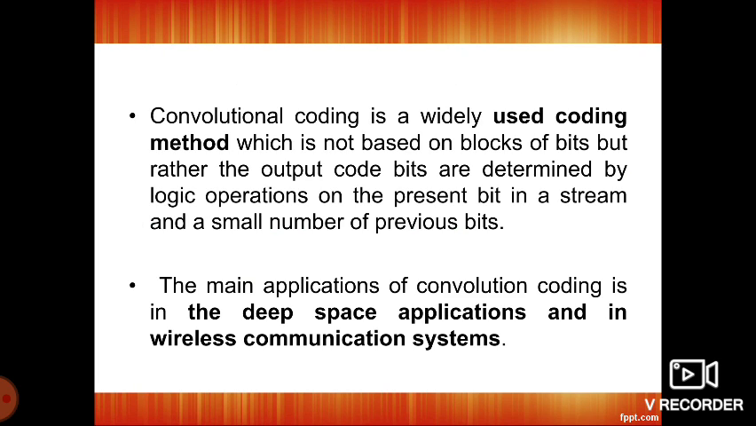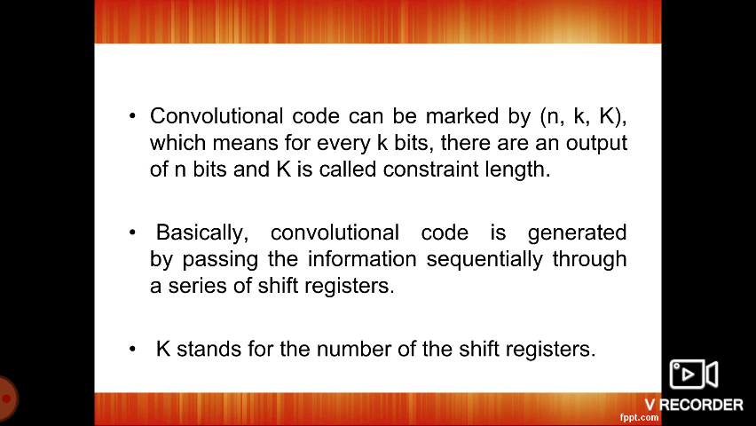Convolutional coding is done by combining a fixed number of input bits. It is a widely used coding method which is not based upon blocks of bits. Rather than using blocks of bits, output bits are determined by logical operations on the present input bit stream and a small number of previous bits. The input bits are stored in a fixed length shift register and combined with the help of modulo 2 adders. The main application of convolutional coding is deep space and wireless communication systems.